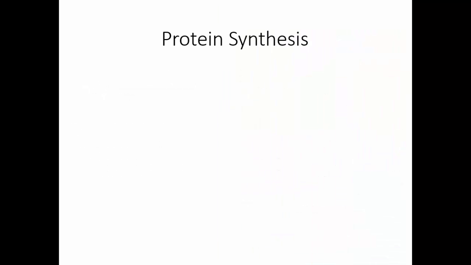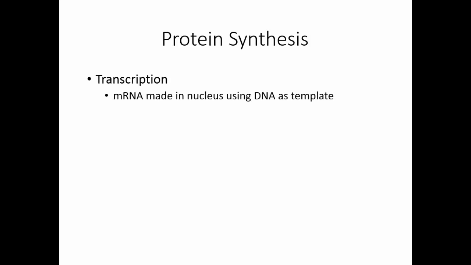Protein synthesis consists of 2 basic steps. Transcription, which we've just looked at. This is making the messenger RNA in the nucleus using the DNA as a template. The messenger RNA can then leave the nucleus and go to the cytoplasm. Once it's in the cytoplasm, we can begin the second step of protein synthesis, which is translation.